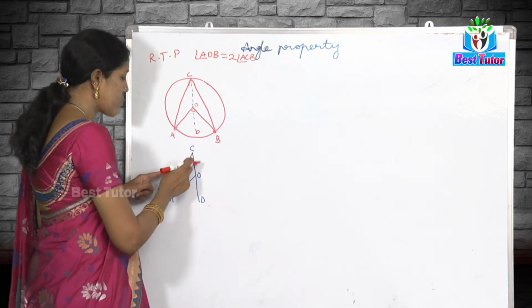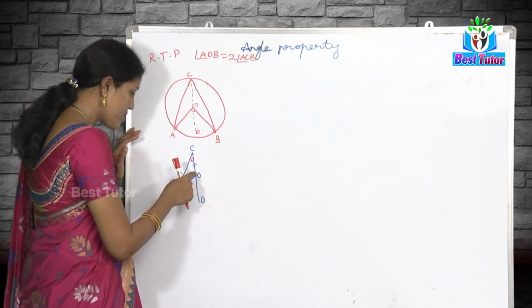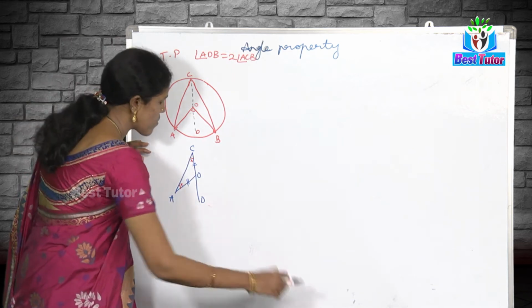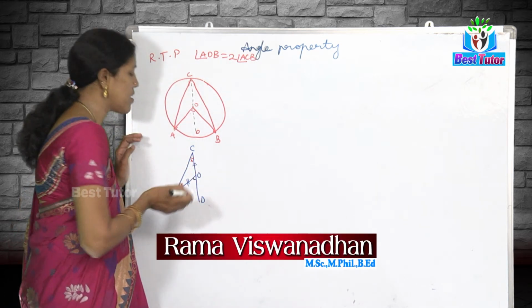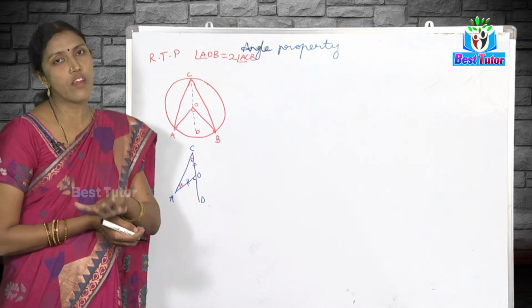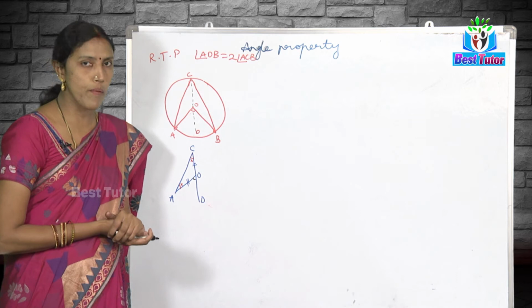Right? If this is x, this also will be x, because angles opposite to equal sides are equal. Now this is a triangle, OAC is a triangle. Don't you think that this is an exterior angle? This is an exterior angle of this triangle, and we know that the exterior angle of a triangle is always equal to the sum of its two interior opposite angles.